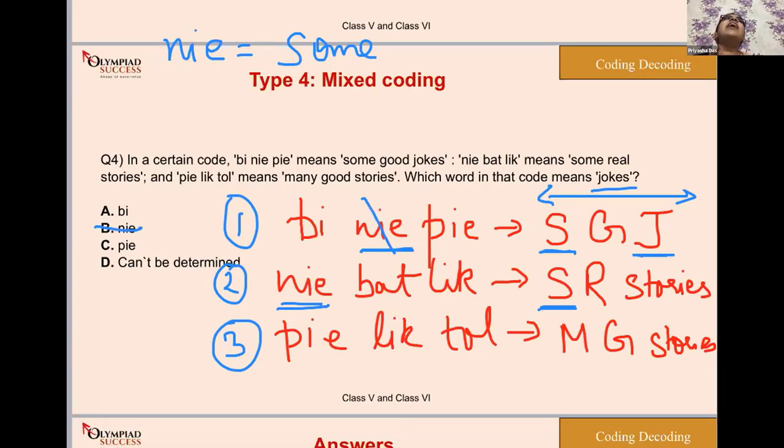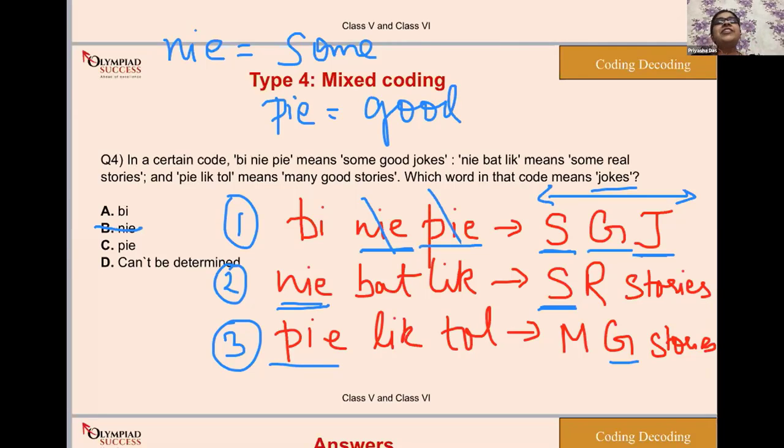Now, who can find pi common? Can anyone find pi common in number 1 and number 3? Very good, Aryan. Very good, Aditya. Very nice. So, pi and pi is common, and pi means what? It is common to which word? Good. Very good. It is common to good. So, pi is also gone. What are we left with?